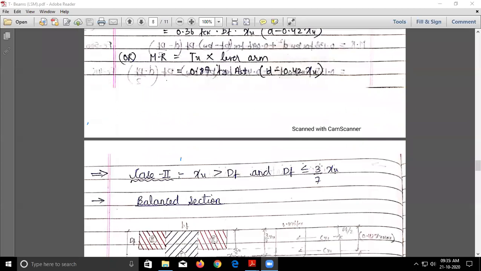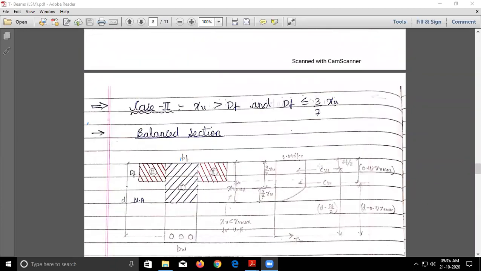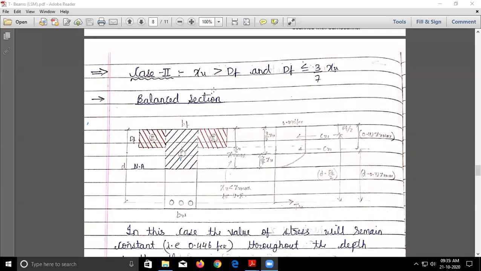So now let us move on to the second case. Very interesting. The second case says that xu is greater than Df and Df is less than 3 by 7 xu. We already know this from when we did the stress block parameters. This rectangular portion is 3 by 7 xu, the depth of this, and then this parabolic portion is 4 by 7 xu. We have already derived all these things. So I hope you know this stress diagram.